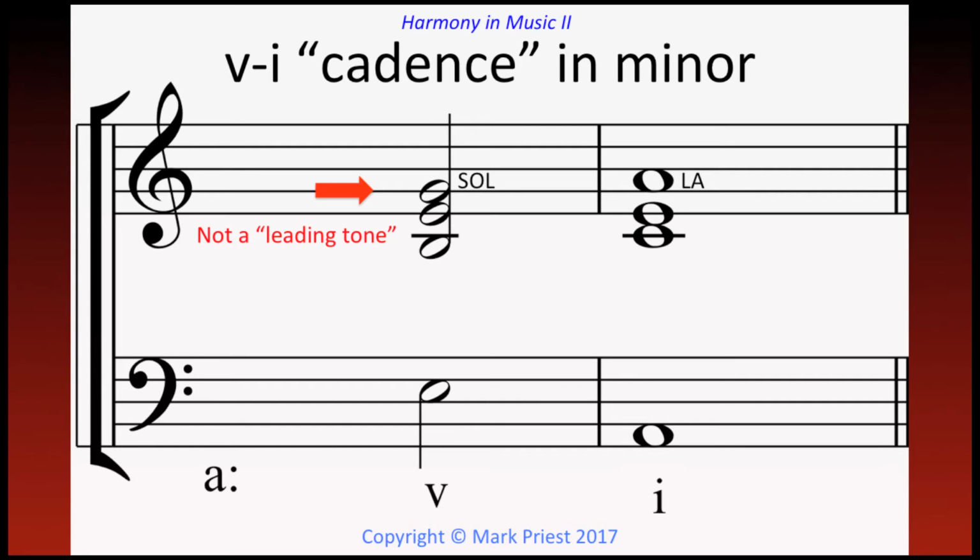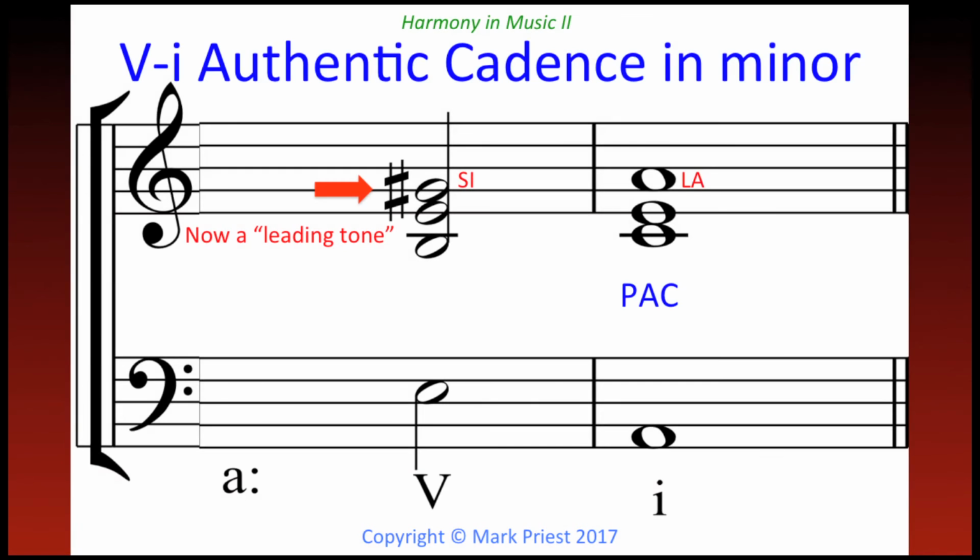By the way, what note would be the leading tone of A? Yes, G sharp. So by raising the 7th tone of the minor mode, G or Sol, S-O-L, by a chromatic or large semitone, to G sharp or Si, S-I, we make the dominant triad major.